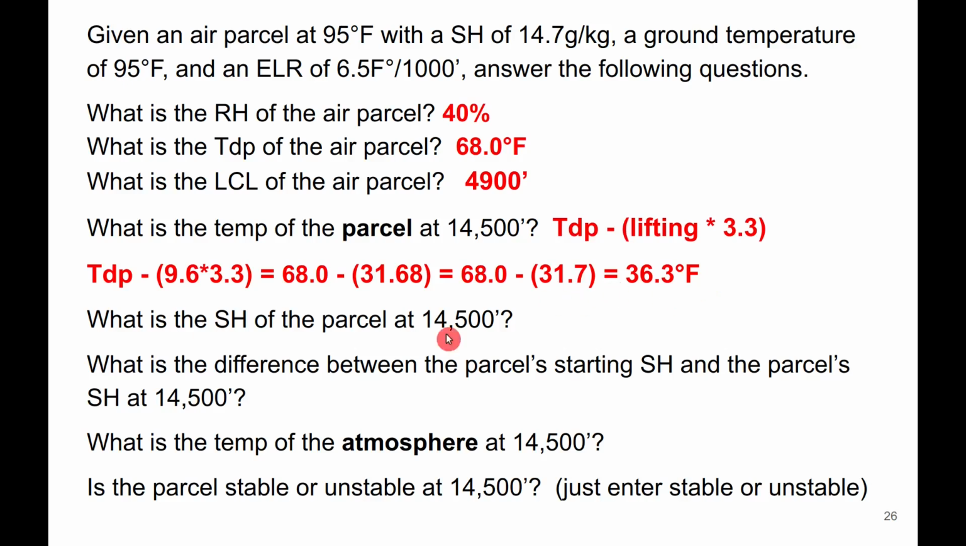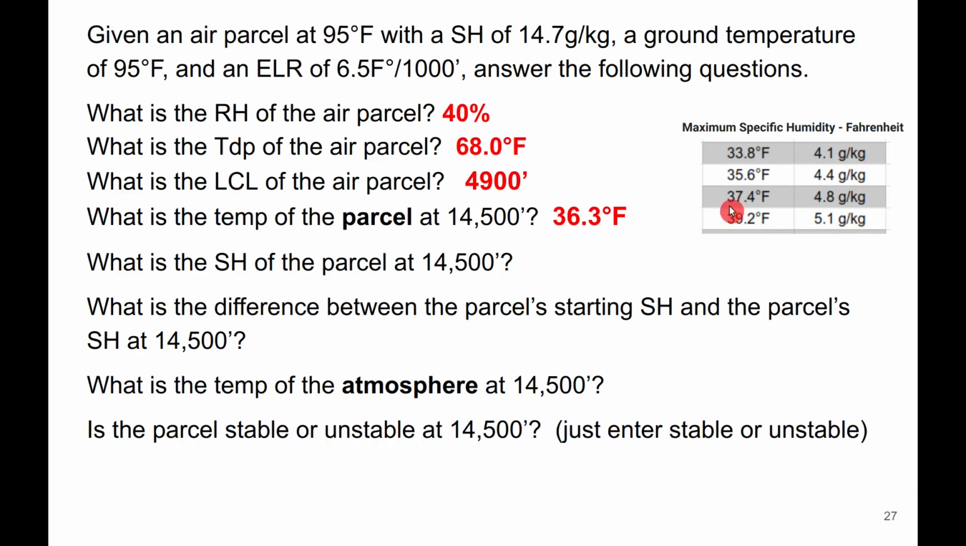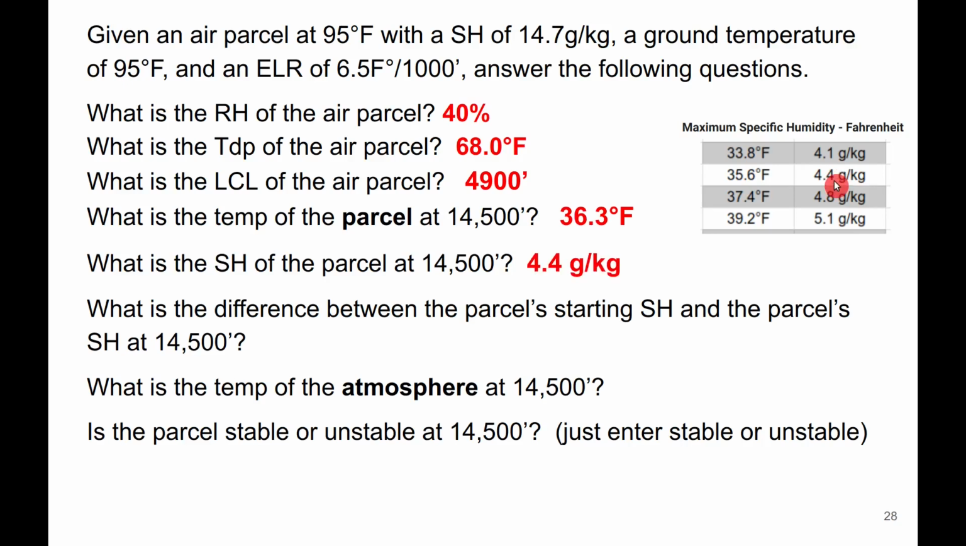Now we know the temperature, we can find the new specific humidity because the whole time that parcel was cooling, it was losing water to condensation. That's why it's cooling at the lower rate of 3.3 degrees. So once again, we know the temperature, 36.3. 36.3 is in between 35 and 37. So the new specific humidity is going to be 4.4 grams per kilogram of water vapor.